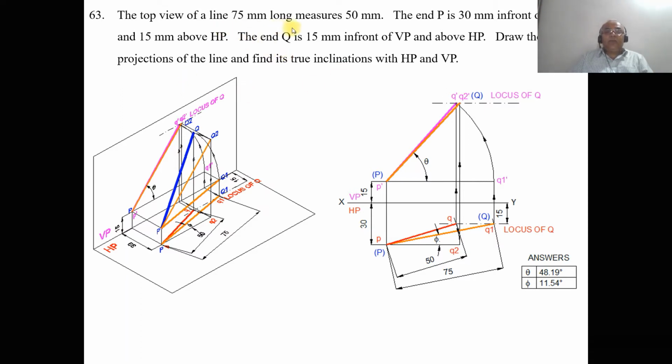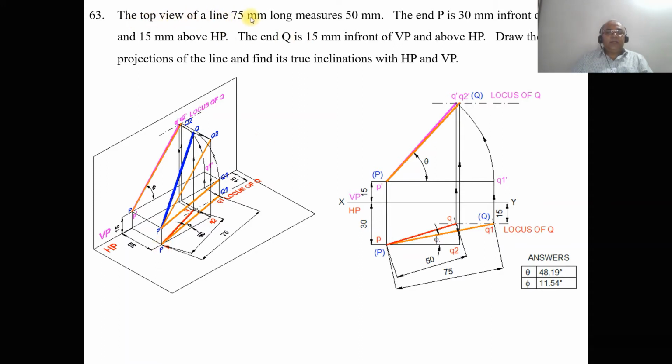But now he says the top view of the line is 50 mm. So with P as center, taking the radius of PQ, which is 50, draw an arc so that it cuts the locus of Q, and you mark this point as small q and join P and Q with a dark line.